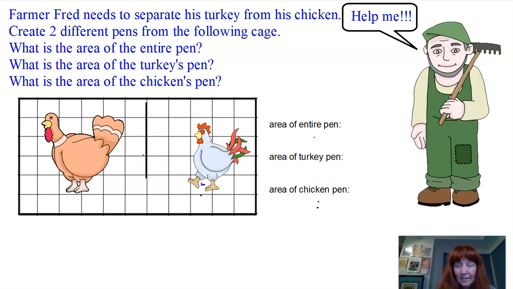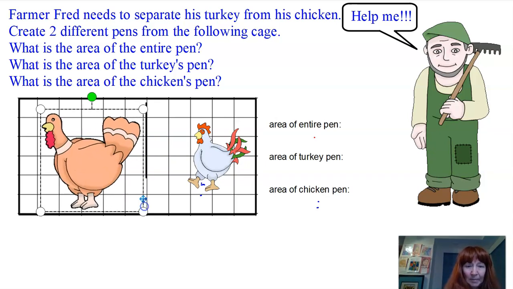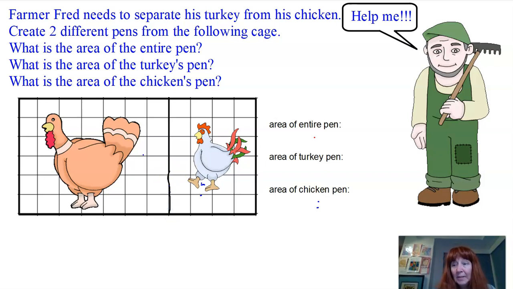Okay, so now let's say I move this over. Let's say the turkey gets a little bit bigger and it needs a little more room. So I'm going to move this over and I'm going to draw this in so that you can see that. Okay, so now the turkey has more room because it got a little bit bigger.